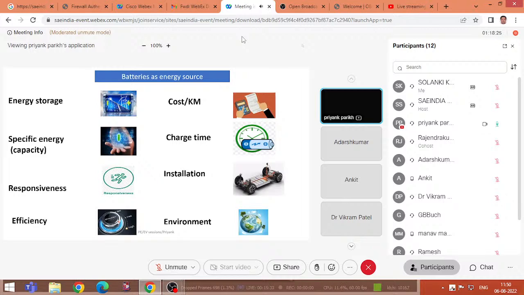And environment. Is there any reason why we are all doing this? These are emission concerns. India is contributing, you know, what is the rank of India in the world? Top 5 countries. A very strong reason to go.